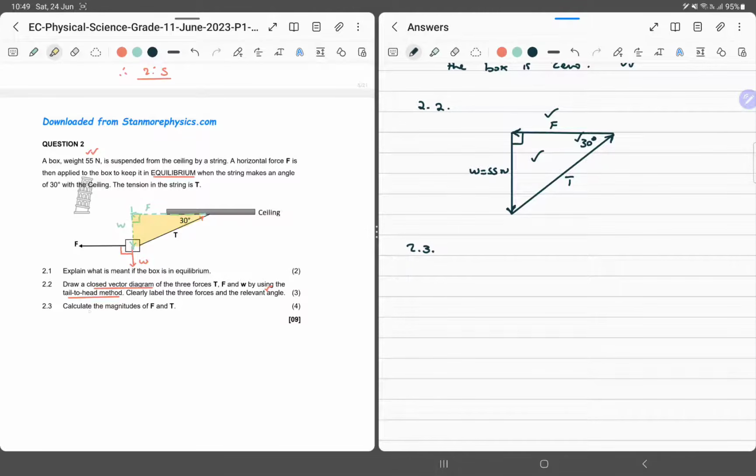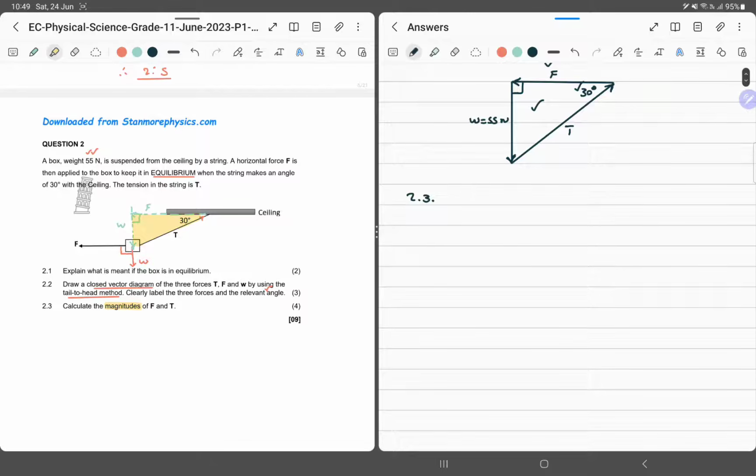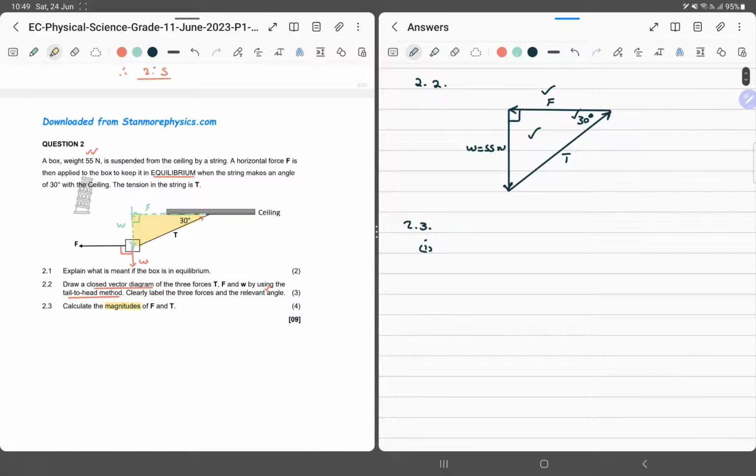2.3 says calculate the magnitudes. So the question says magnitude, so direction is not a necessity, but I always treat vectors with some respect. So you can decide. Let's do the first one, F. In that triangle, F is adjacent. Can you see? And what we know the value of is opposite, right? So if we want F, we know the opposite, we want the adjacent, that is tan 30.